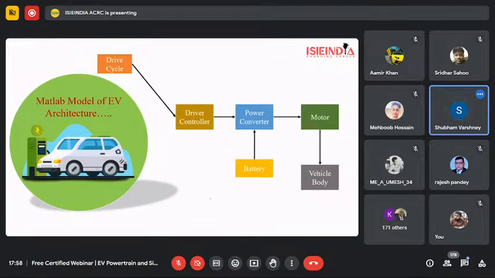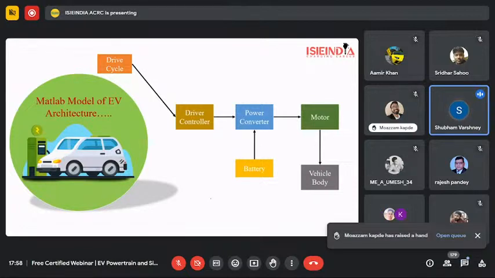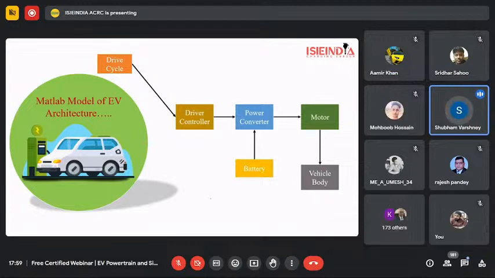Now we will be moving towards the MATLAB model of the electric vehicle architecture. So this is the block diagram. In MATLAB, what we will be seeing is the drive cycle, which is connected to the driver controller. Then we have the power converter, which is responsible for the dynamic responses by the driver. The drive cycle is nothing but a driving pattern, a set point of velocity against time. It defines when we are increasing the speed and when we are stopping the vehicle, with the variation depending upon the tractive forces and all the other forces.